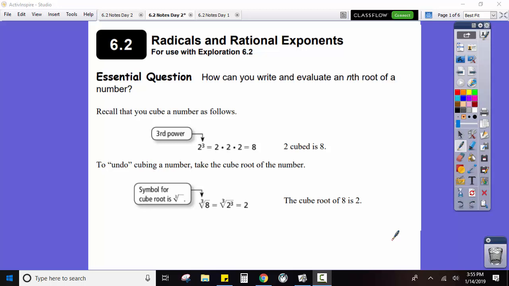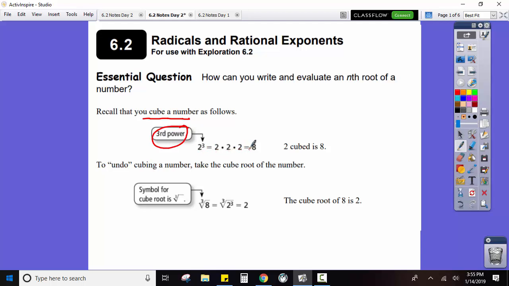Okay, we're going to continue looking at radicals and rational exponents. And so, just a quick recap, if you want to cube a number, that is to the third power. And so, 2 to the third power is 2 times 2 times 2, which is 8.